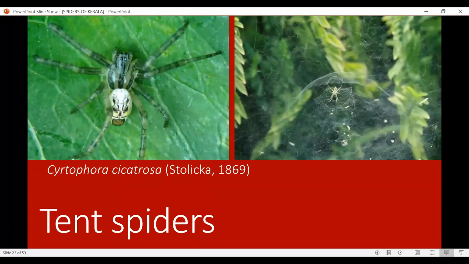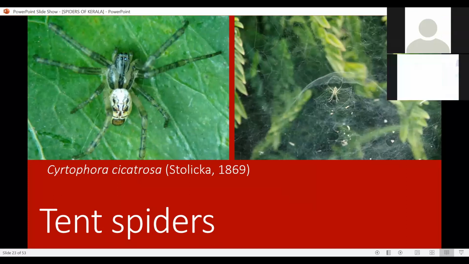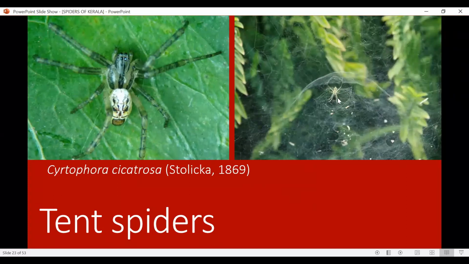Going to the next one, these are called tent spiders. Tent spiders belong to the family Araneidae. The interesting thing about these tent spiders is that they are quite common in our house gardens. You can see that they make a tent-like web. Below that tent-like web, they lie upside down. That is the nature of these tent spiders. This is scientifically known as Cyrtophora. Cyrtophora is a genus. There are several species, such as Cyrtophora cicatrosa. That is a common species. Now, the interesting thing is that their web is non-sticky.